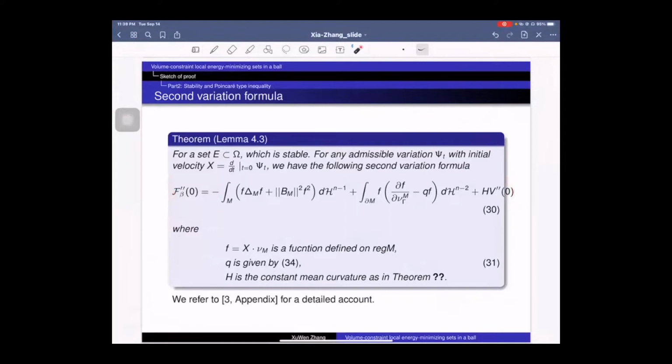For any admissible initial velocity X, which satisfies that X is tangent to the boundary of omega, and the integral of X dot nu_M vanishes over M, we have the second variation formula. We skip the proof of this formula, and we refer to Xuwen Zhang's paper for a more detailed account.